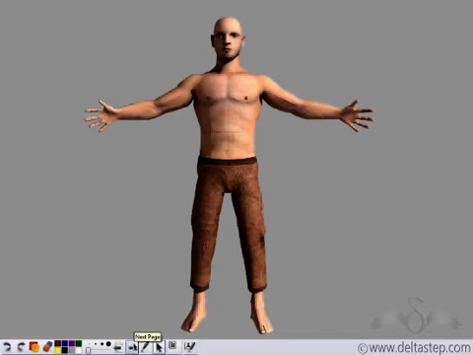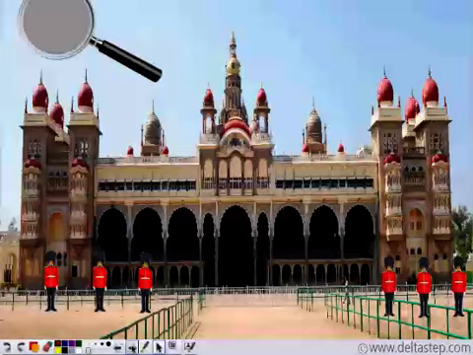Just like a human body has several parts like the eyes, the nose, hands and the legs, a flower is also made up of several parts. Now before going into the structure of the flower, let us first see the structure of this palace.